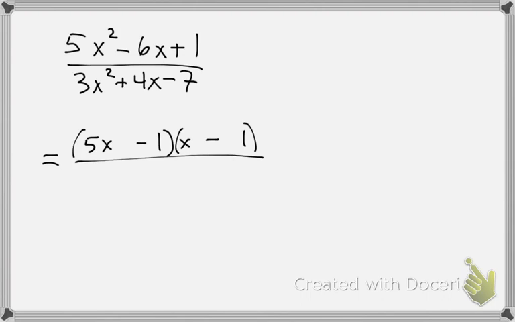In the denominator, that is a trinomial. Is it a perfect square trinomial? Nope. Therefore, trial and error again. What do you got? 3x and x. We have a slight bit more choice on this one. It could be 1 and 7 or 7 and 1. What do you guys think?